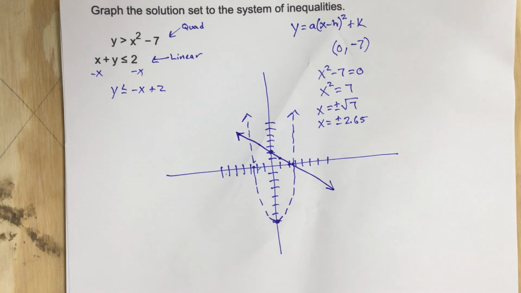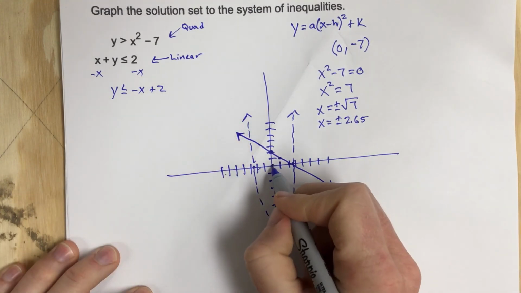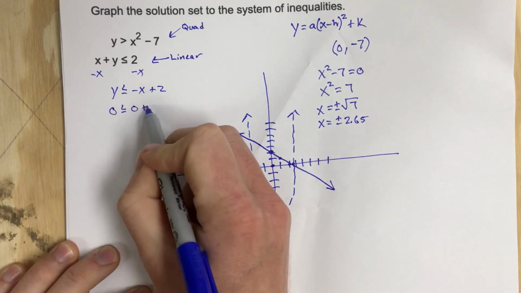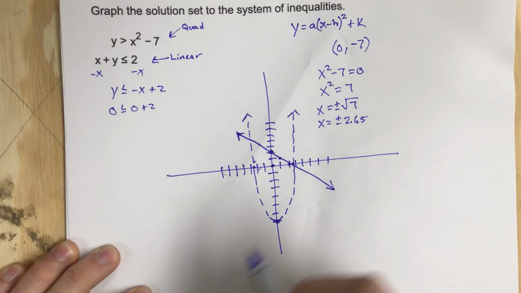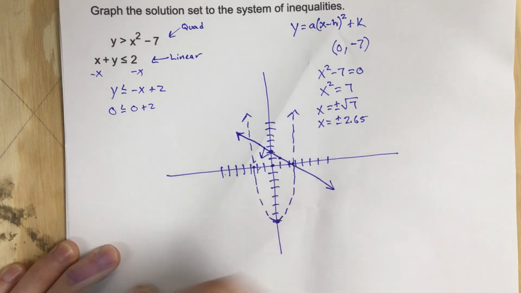Now, which way do I shade? Well, let's use the point (0, 0) here. So we're going to say 0 less than or equal to 0 plus 2. Is 0 less than 2? Yes. So we want to shade underneath this. I'm just going to point an arrow that way.